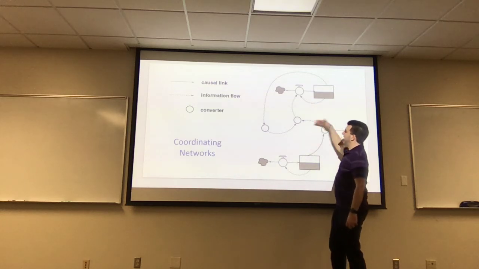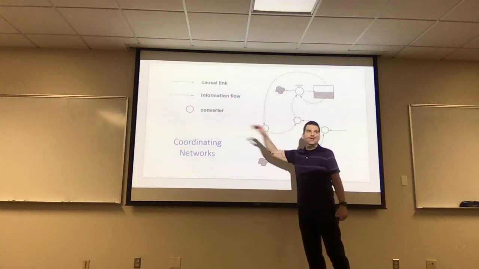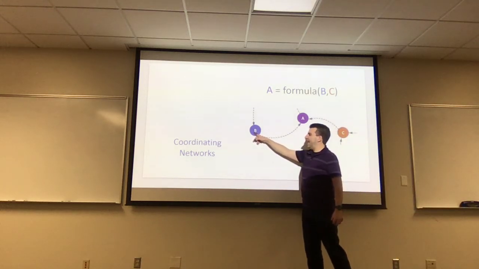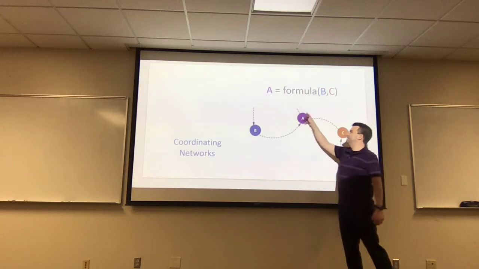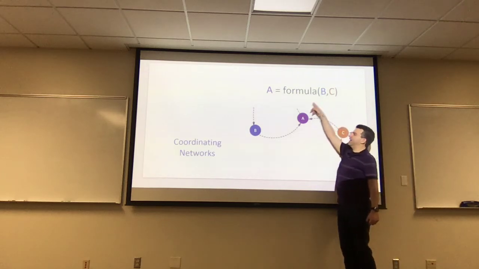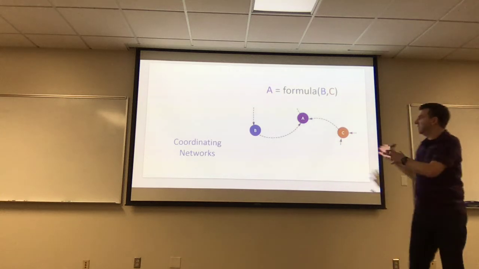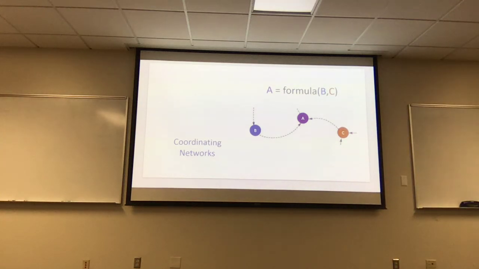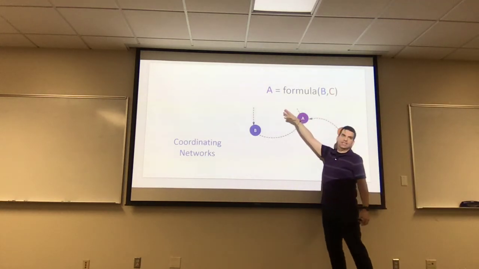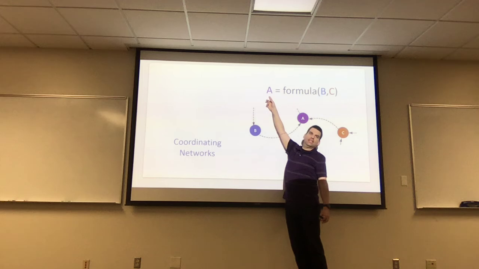It's only interesting when I export and import information from other parts of the diagram, and that's what this coordinating network is all about. The idea is I can export B and C into this variable A, and this A will end up being a formula that combines B and C, and then A itself can be exported into something else. These links allow us to build formulas, and they are wired up from the right-hand side to the left-hand side. So if you need something in the formula, you have to wire it up to the thing that the formula represents.